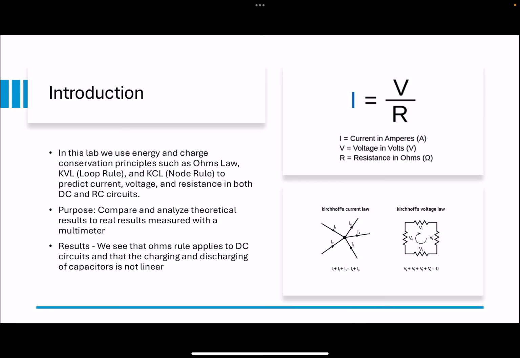An introduction. In this lab, we're using charge conservation principles, which we've learned in class, and these include Ohm's law, the loop rule, and the node rule. We're using these to predict the current, voltage, and resistance in both DC and RC circuits. Essentially, we're trying to get these values using theoretical computational models, like Ohm's law, KVL, and KCL, and then we're comparing these with the actual values that we're getting in the lab. The results we see are that Ohm's law applies to DC circuits and that the charging and discharging of capacitors is not linear.